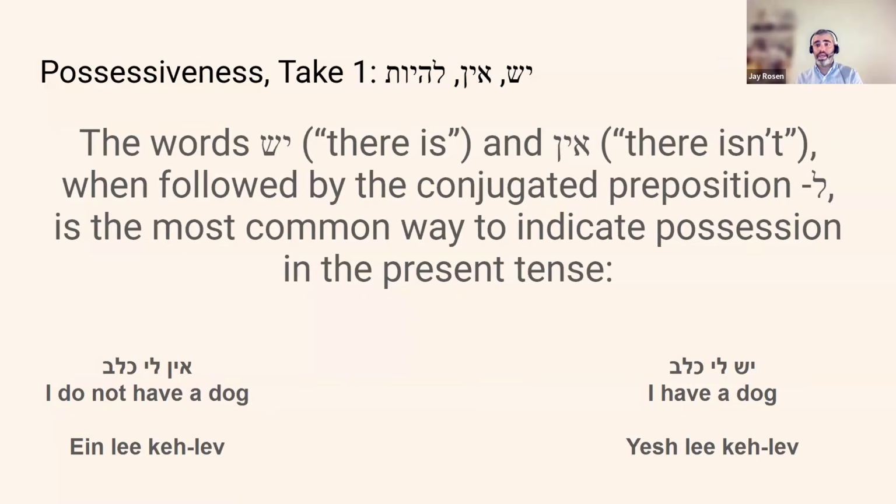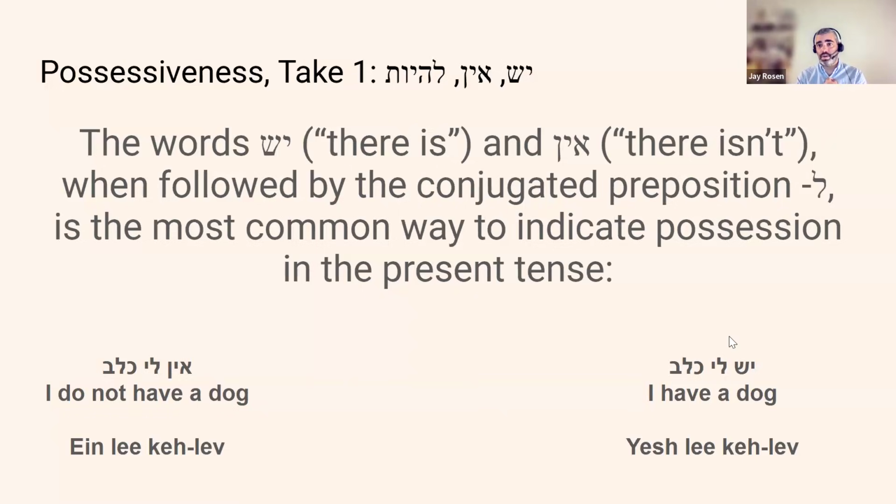Because again, there is no verb to have. You cannot literally translate, I have a dog. You have to say, there is to me a dog. Okay. And notice who is the emphasis, who gets the emphasis in each of those examples. In English, I have a dog.